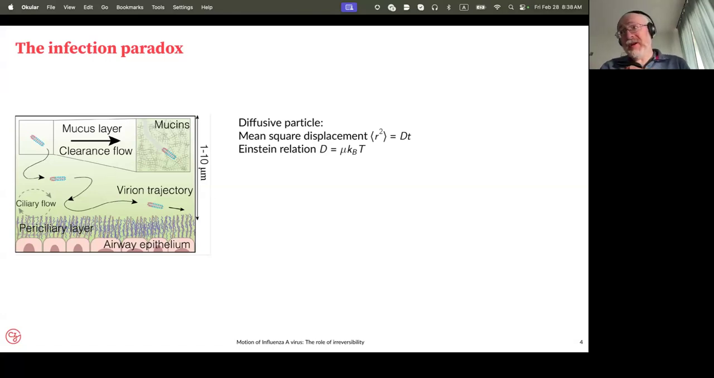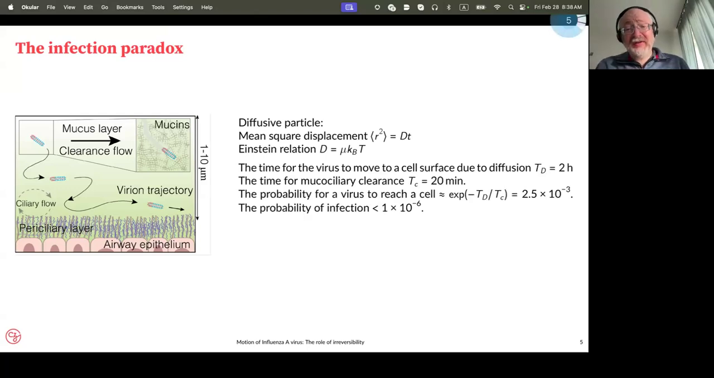Now, the simplest idea you can say is that I have diffusion, and I can calculate the diffusion of the virus from the layer to the epithelium. The thing about diffusion is that there is not much freedom to play with the parameters. You have the Einstein relation, which says that your diffusion coefficient depends only on your mobility, temperature and the Boltzmann constant. When you calculate it, you get that the time for the virus to move to a cell is really huge. If you plug in all the numbers, it's like 20 minutes.